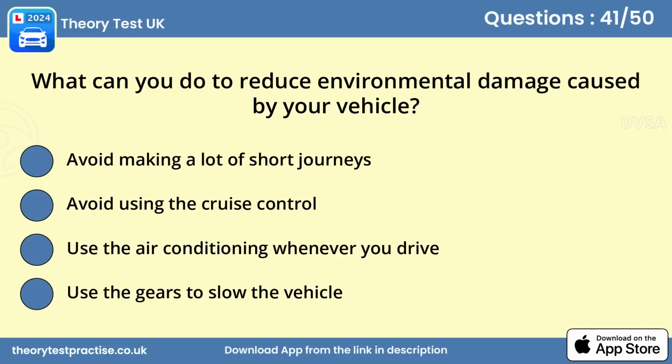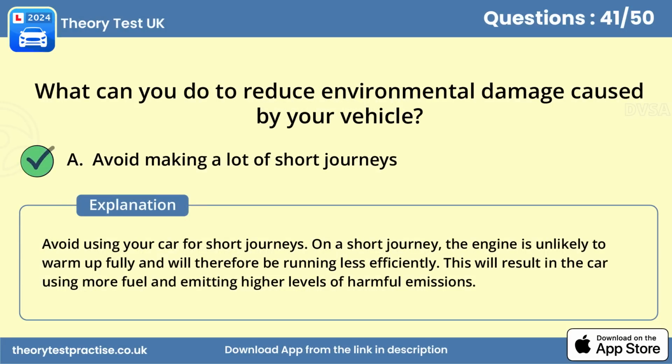Question 41. What can you do to reduce environmental damage caused by your vehicle? A. Avoid making a lot of short journeys. Avoid using your car for short journeys. On a short journey, the engine is unlikely to warm up fully and will therefore be running less efficiently. This will result in the car using more fuel and emitting higher levels of harmful emissions.